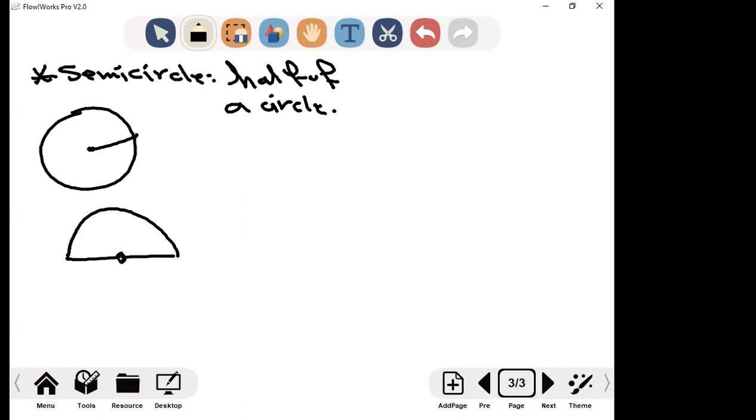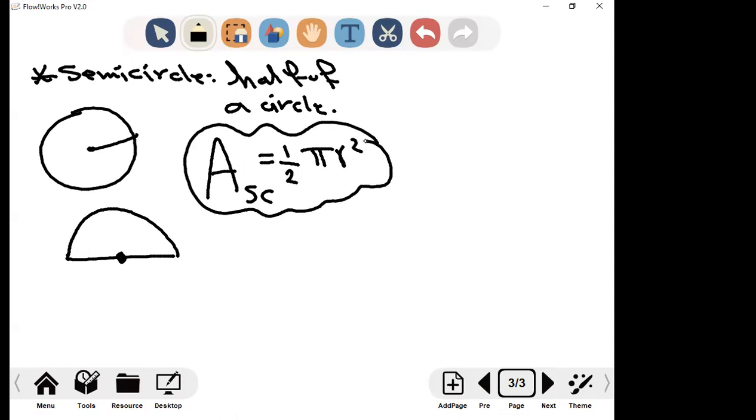So area of SC. What does SC mean? Semicircle, not circle. The area of the circle is pi r power 2. For the semicircle we take half of the circle. Got it? You understand? So this is the area of the semicircle. How do we find it? Half the area of the circle. Done? Let's do example 3.